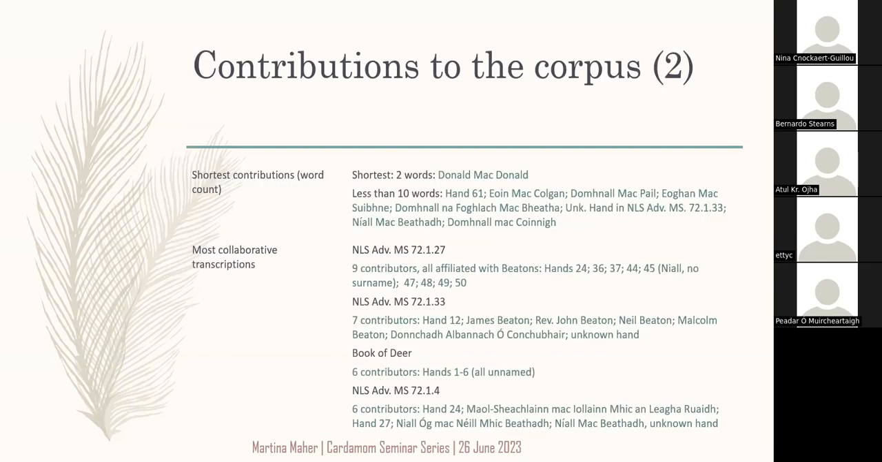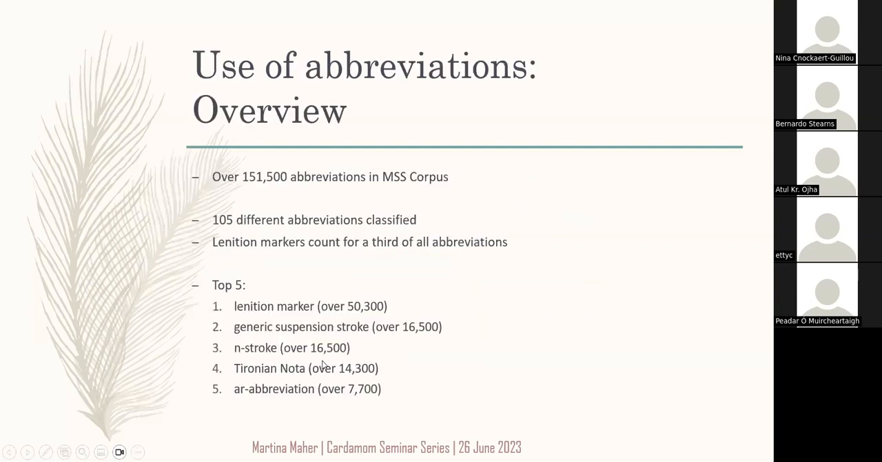We can also see the most collaborative transcriptions. For example, some of our medical manuscripts have a lot of different contributors. They don't have names. They're simply National Library of Scotland Advocates Manuscript 72-127, 72-123, and 72-14. That's another medical manuscript, and the Beatons are involved in all of those, a famous medical family from Islay. And then the Book of Deer is, of course, not a medical manuscript. That is one of our earliest Gaelic texts that we can place as having been specifically written in Scotland. And that has 6 different contributors, 6 hands, but all of whom are unfortunately unnamed.